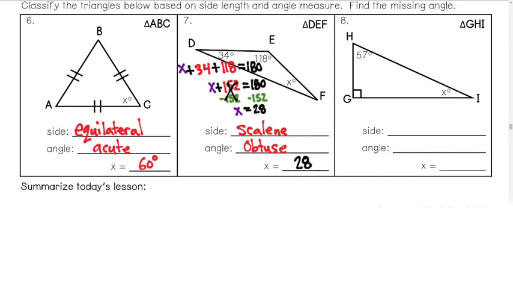Last but not least, the sides here, there are no equal sides, so that is a scalene triangle. And it is a right triangle because this is 90 degrees. So I go ahead and say right. And then this one, if this is a 90-degree angle, then I have to have these add up to 90. So 57 plus 33 equals 90. So I know that that's going to be 33 degrees.